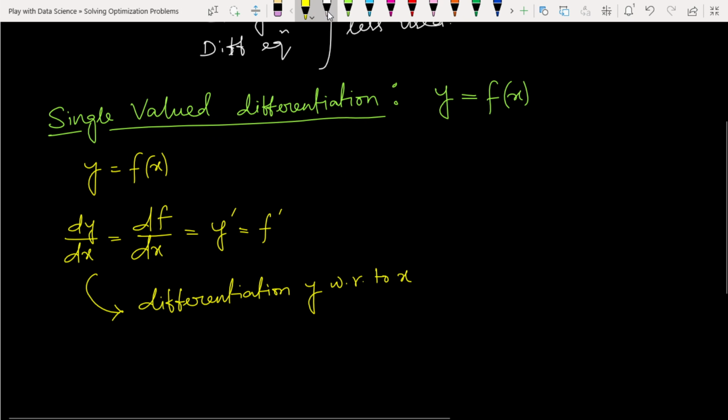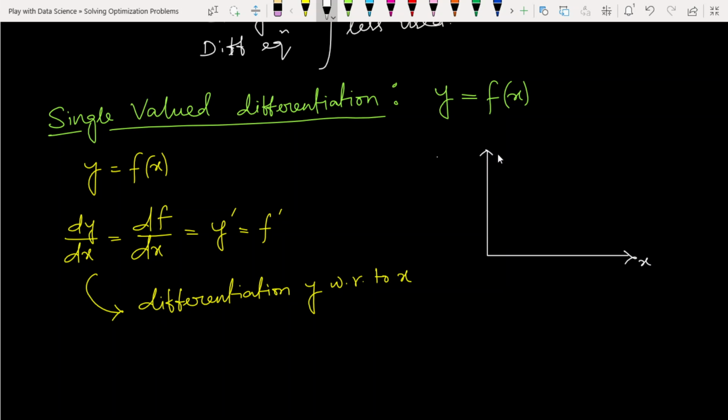Let's see this in geometry. Suppose this is our axis. This axis is the independent axis x, and this axis is our dependent axis y, where y equals f of x. Now let's take a function like this. The concept of differentiation is as follows.